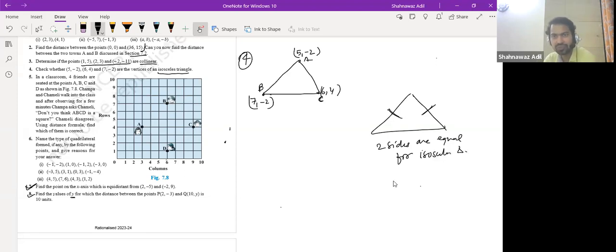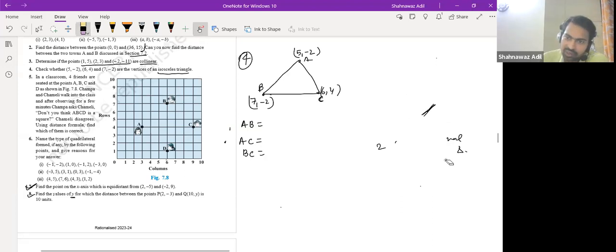So again, we have to find AB, AC, and BC, and check whether two sides are equal or not. Any two of these sides can be equal. So we have to check whether any two sides are equal or not. Understood? Please calculate all three sides and tell me whether two of them are equal or not.